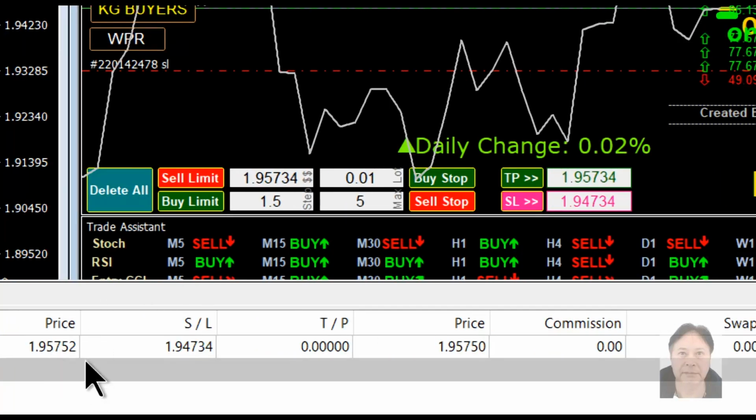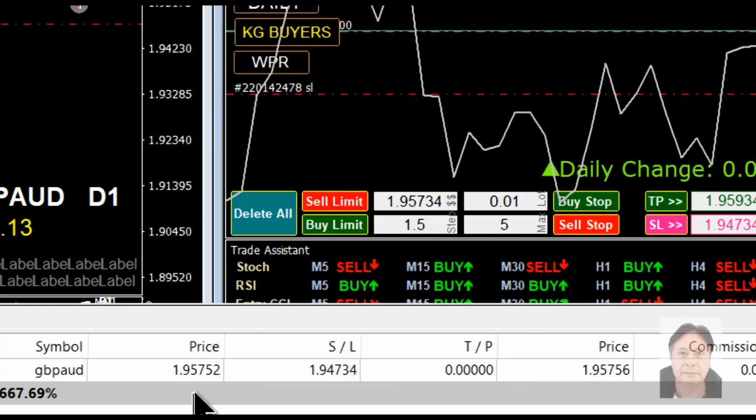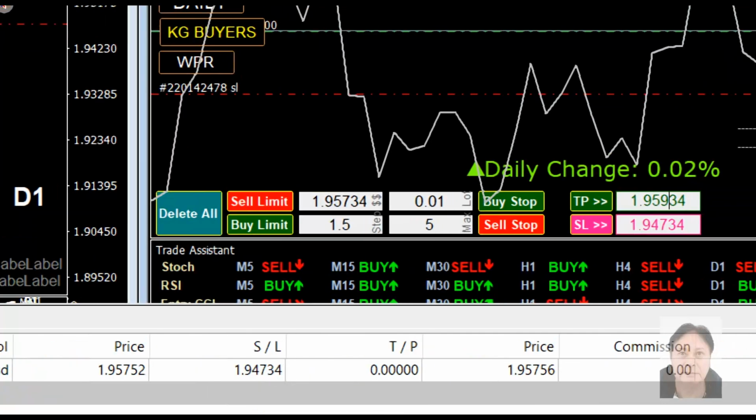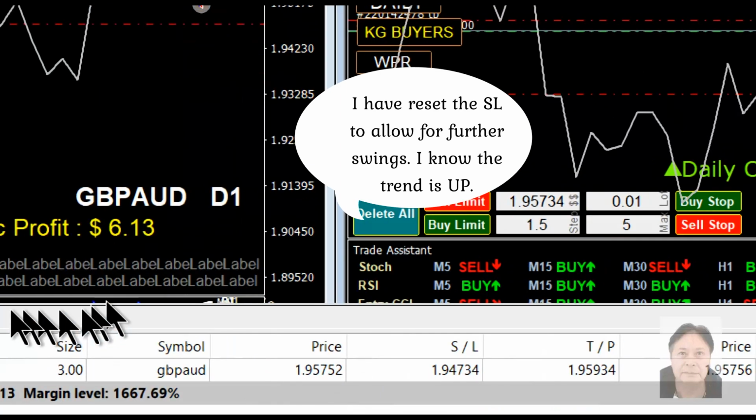The price that we bought it at is 752, which is roughly about that. So if we add 200 to it, we'll call it 1.95934. Okay, 5934. That's 200, roughly about 200, give or take. So the take profit, there we go. That's 200 units. It's going to go up.